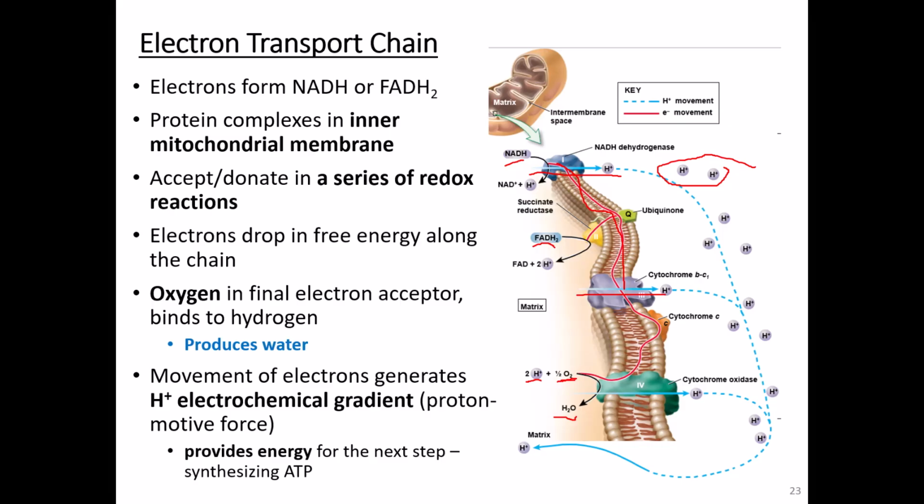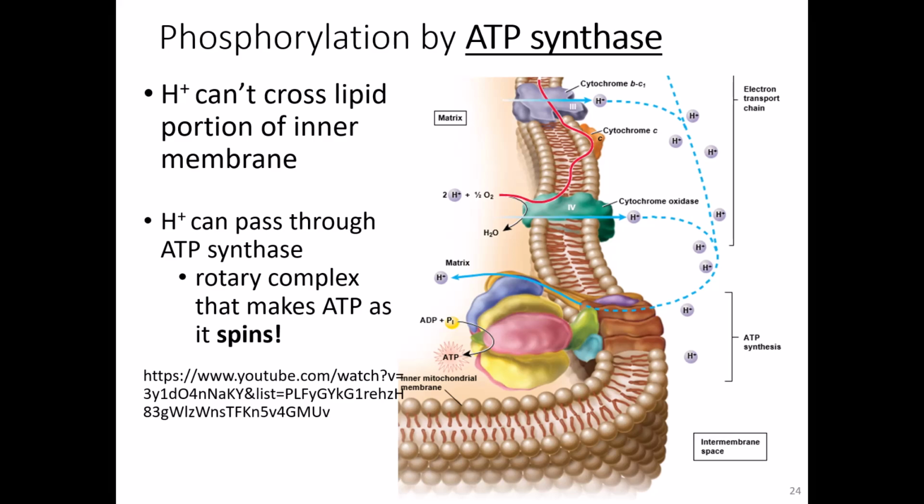So that oxygen binds electrons and binds to hydrogen, so we get water. And the movement of these electrons creates this hydrogen ion or proton concentration gradient, and that provides energy for the next step, which is when we actually synthesize the ATP. So ATP synthase is this big kind of whirly protein complex in the inner mitochondrial membrane. And these hydrogen ions or protons can't pass through the lipid layer of the mitochondrial cristae, so they have to flow through ATP synthase. When they flow through ATP synthase, it actually spins ATP synthase, and that provides the energy to stick this phosphate group onto ADP and produce ATP.